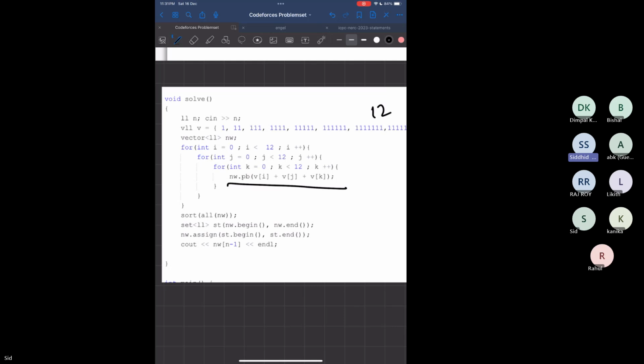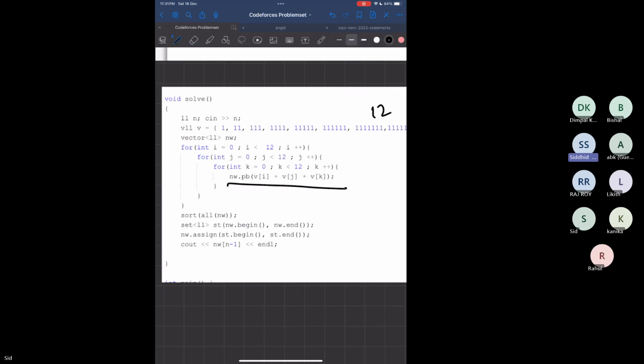One thing to notice is if we directly sort and output that n-1 integer, it won't work because of course there will be duplicates. Like from here we can get 1, 11, again 1. We can get it in other ways also, 1, 11, 1, 1. So there will be duplicates of course.